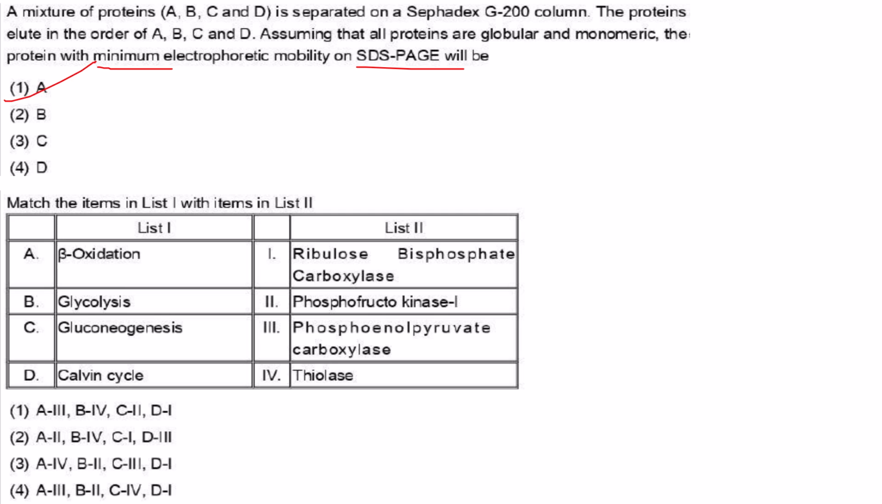Then next one, beta oxidation. Beta oxidation uses thiolase enzyme for its reaction. So A4, that is there in option 3 only. Then glycolysis uses phosphofructokinase 1. Gluconeogenesis uses phosphoenolpyruvate carboxykinase. Calvin cycle uses ribulose bisphosphate carboxylase. So the answer here is A4, B2, C3 and D1.